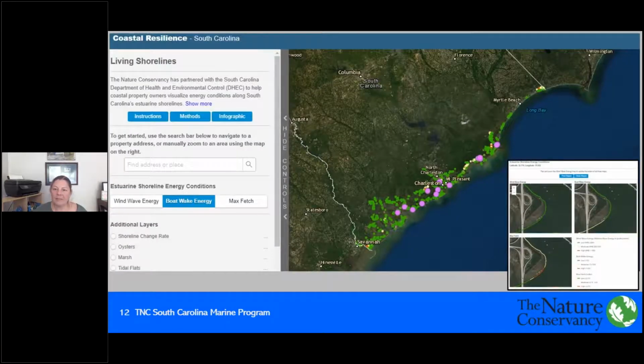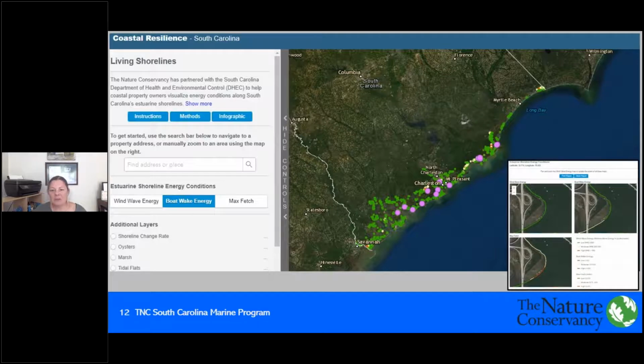In that education effort, we've also developed a living shoreline siting app for the South Carolina coast to help property owners determine if their shoreline is appropriate for a living shoreline project. The app is the first stop shop for property owners, and it also helps them to prepare for their pre-application meetings with permitting agencies. The siting is based on energy categories of wind wave, boat wake, and max fetch energy.